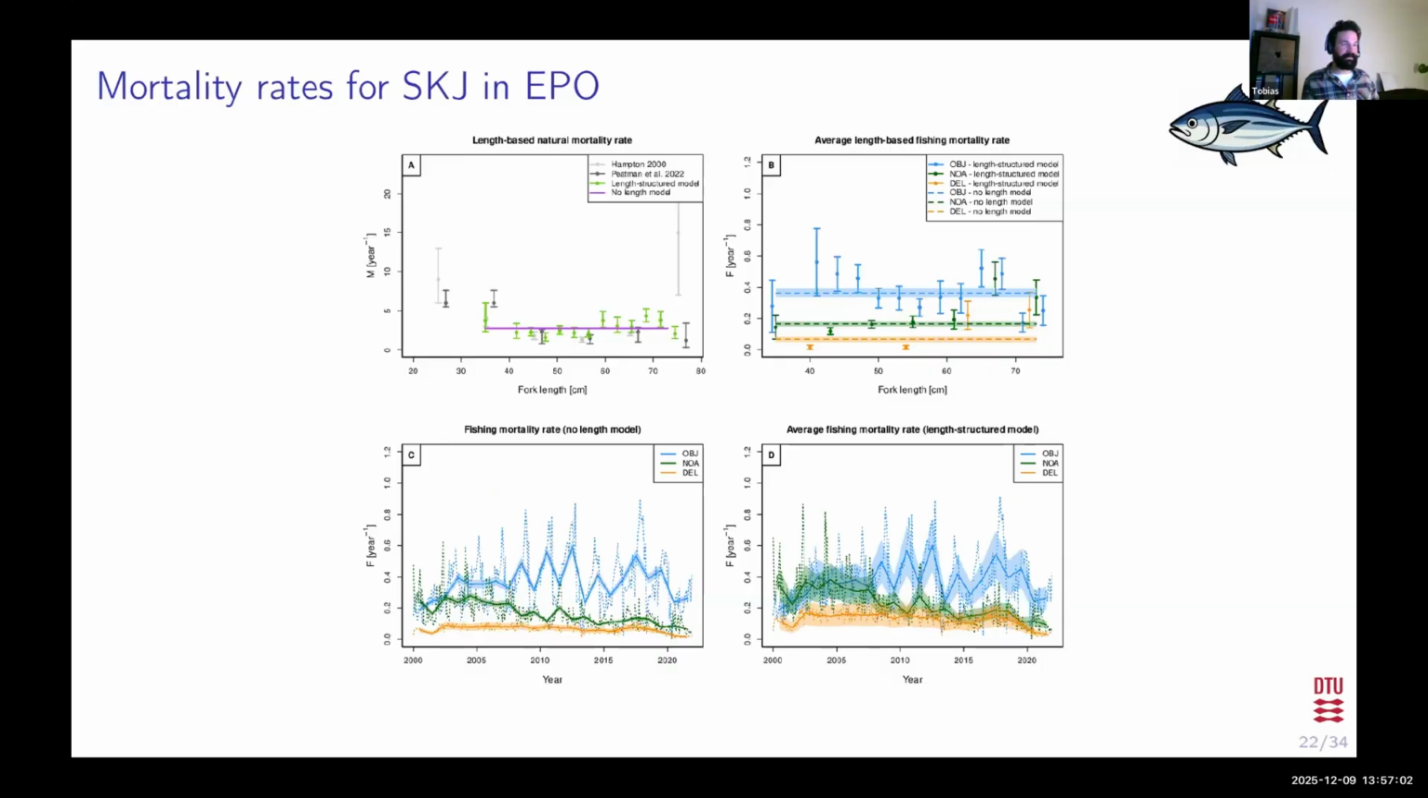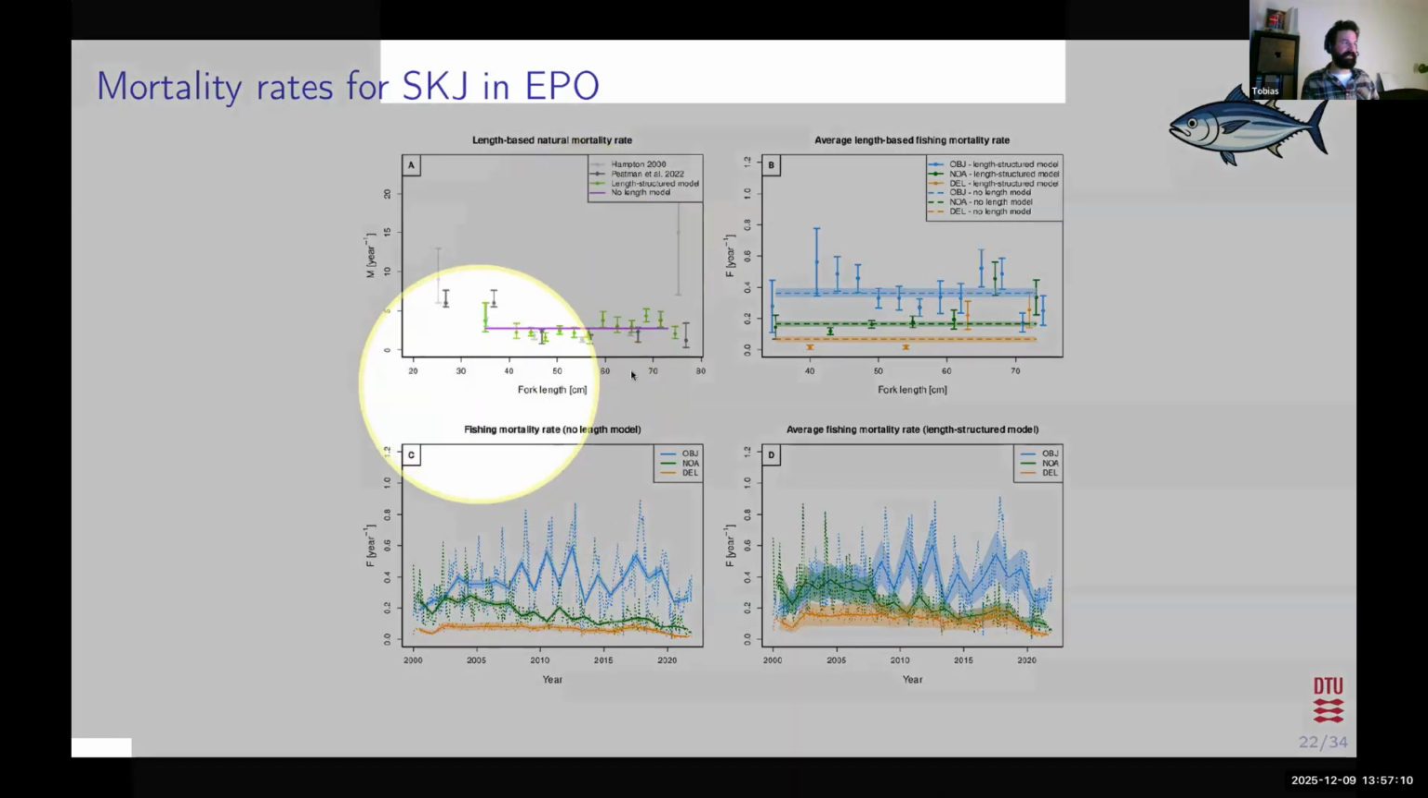So if you were to find a way to trust this effort data, you can actually estimate natural mortality for different length classes, and those estimates we estimated were actually quite in line with other studies. You can also estimate fishing mortality by length and fishing mortality for different fleets over time.